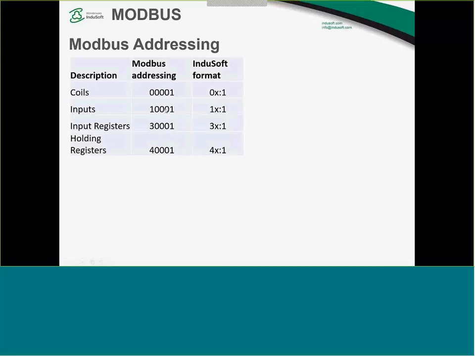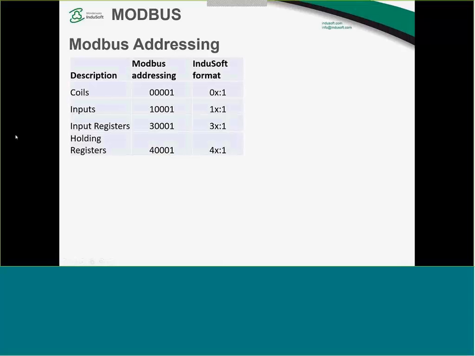So in order not to need to count the number of digits, on Web Studio you configure just the first number. So let's say 0x colon and the actual address. For 40,001, you're going to put 4x colon 1.